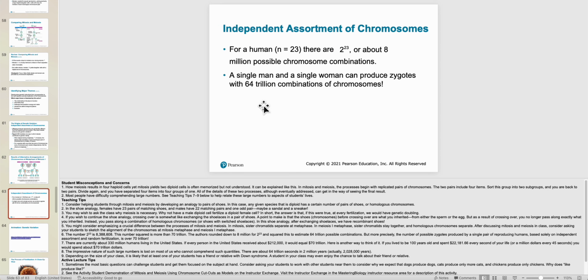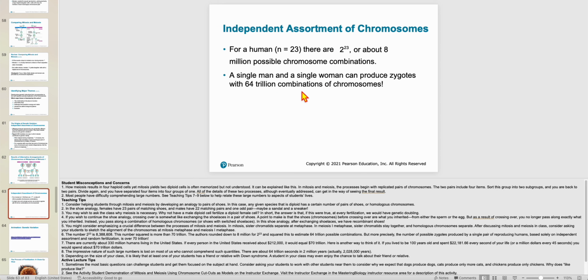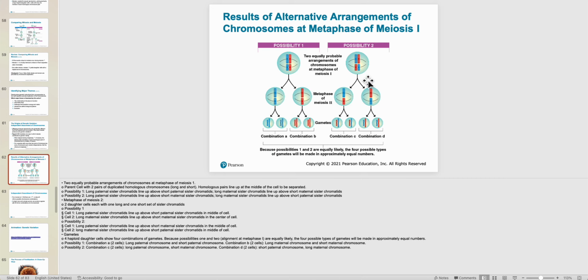Okay, next slide. Now you can see where the slide says independent assortment. Each egg and each sperm has 23 chromosomes, but if you look at the math, that's 8 million possible combinations. And when you have the female and the male, because remember, male has a possibility and the female has a possibility, that gives you 64 trillion possible combinations. So when it comes to this picture, there are 64 trillion possible combinations when you do it this way.